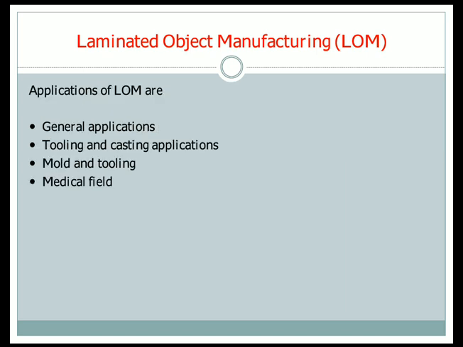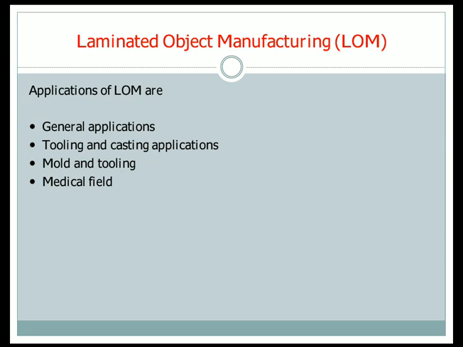Now we shall see the applications of laminated object manufacturing. It is used in general applications such as modeling of prototype materials or in models which are displayed in exhibitions, and in engineering analysis, testing, trial and error, and research and development. In these applications the material is used. Next, tooling and casting applications.